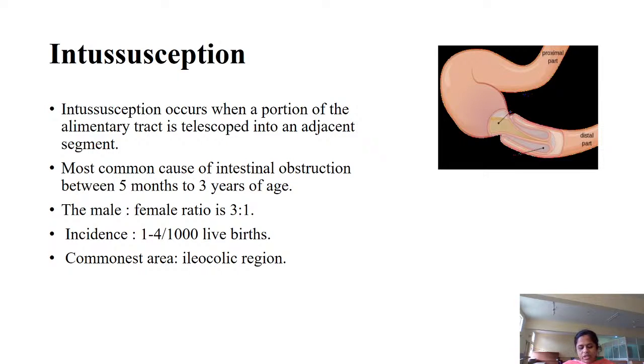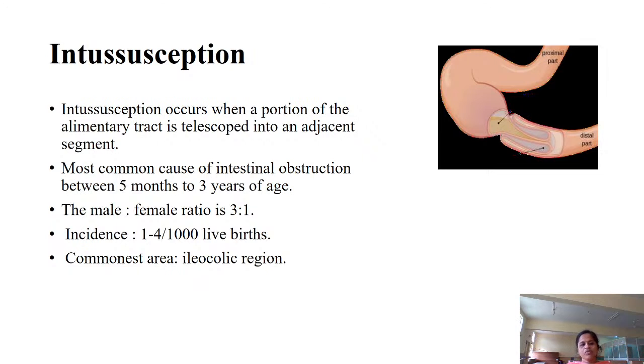So the next thing that is quite common in infants, in the next set of age groups, after 5 to 6 months, is intussusception. I think intussusception would be dealt with even in surgery, but because it is quite common in this age group, I thought I wouldn't miss it. Intussusception occurs when a portion of the intestine or alimentary tract gets telescoped into the adjacent segment, and most commonly it is an ileocolic intussusception. So the ileum gets telescoped into the colon, and it commonly presents between 5 months and 3 years of age.